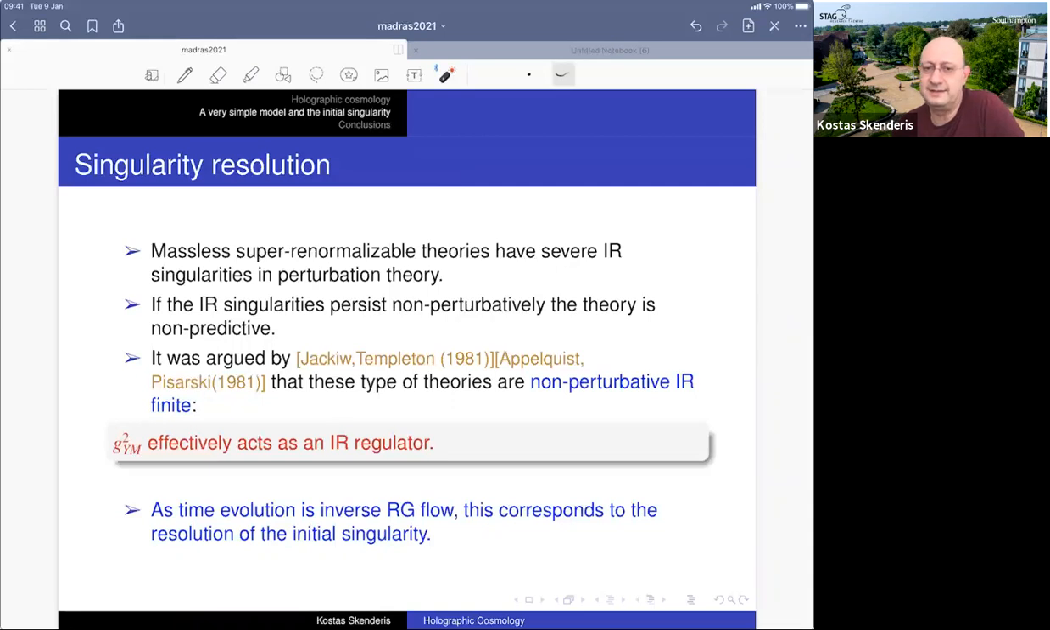theory has infrared singularities. So if these infrared singularities persisted non-perturbatively, then the theory would be non-predictive, because no matter how small the coupling constant is, you can change the answer due to the behavior in the IR. Now, it was argued 40 years ago that precisely the type of theories I have been discussing are actually non-perturbatively infrared finite, and the Yang-Mills coupling effectively acts as an infrared regulator. So these theories have a built-in mechanism to resolve this infrared singularity, which maps to the bulk initial singularity.